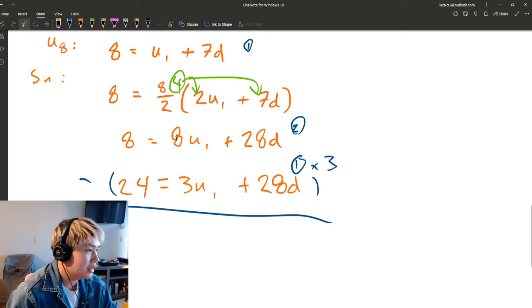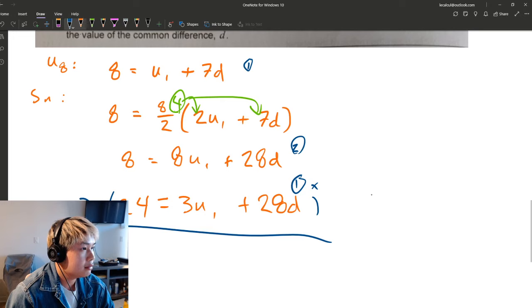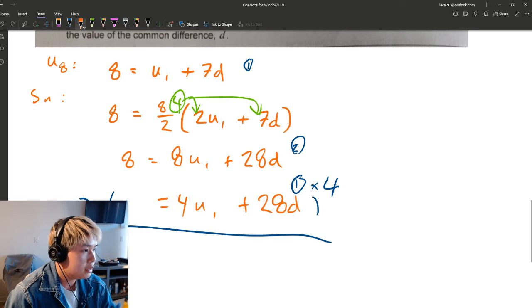Multiply by 4? Is it multiplied by 4? Yeah, it is multiplied by 4. Jeez. That's okay. See, this humanizes teachers because we make mistakes too.